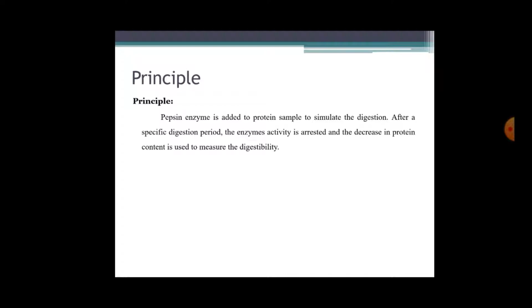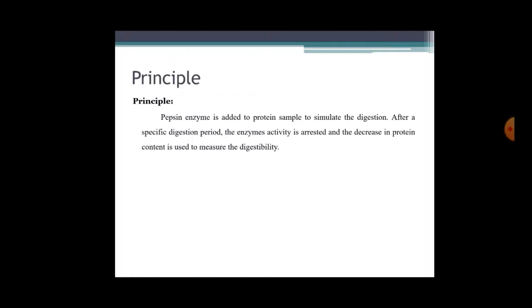So let us move on to the principle. The pepsin enzyme is added to the protein sample to simulate the digestion. As we know, in our body, pepsin enzyme is present in the stomach to degrade or decompose the protein. So in vitro we are going to use the same enzyme.